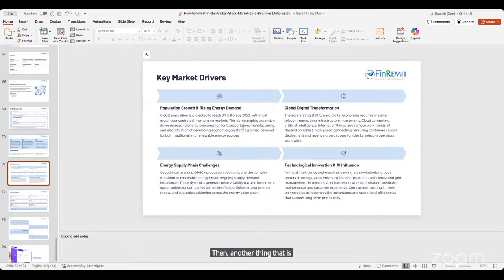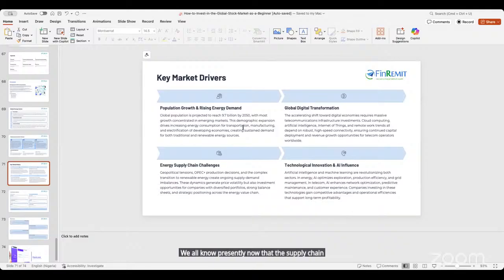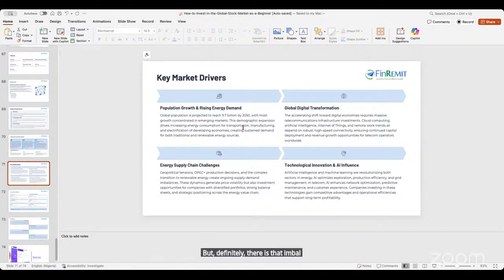Then another thing that is driving energy and telecommunication is the energy supply chain challenges. We all know presently that the supply chain for energy is limited. And aside from the developed world, despite the fact that countries like the UK and US have stable power supply, they still have a supply-demand imbalance, because they are not having outages like we have in other parts of the world, but definitely there is that imbalance. I remember recently the UK government came up with a regulation that new houses should incorporate solar panels into their building plans. So if you want to do a new build, you must integrate solar panels into it. That is just to reduce the burden on other sources like hydro power so that we can embrace renewable energy.